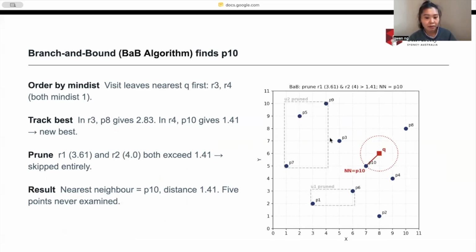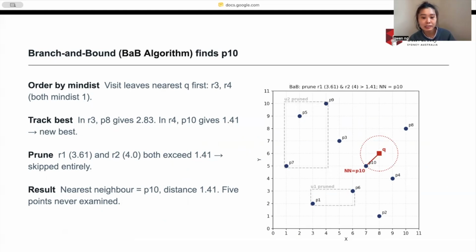Now the search itself, which is the interesting part. The cursor is the red point Q. We visit the leaves in order of how close they are to Q, nearest first, always remember. So we start with the two closest leaves. In one of them, point P8 gives us a distance of 2.83. That's our first best guess.